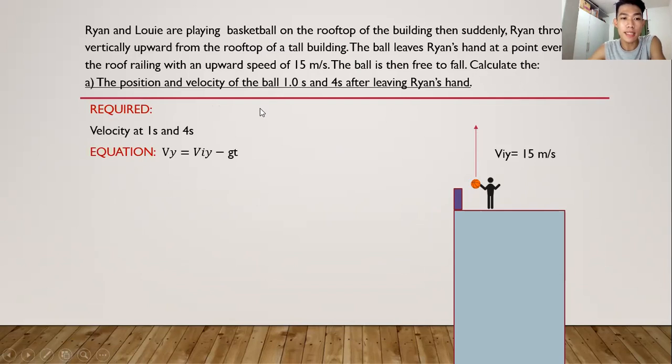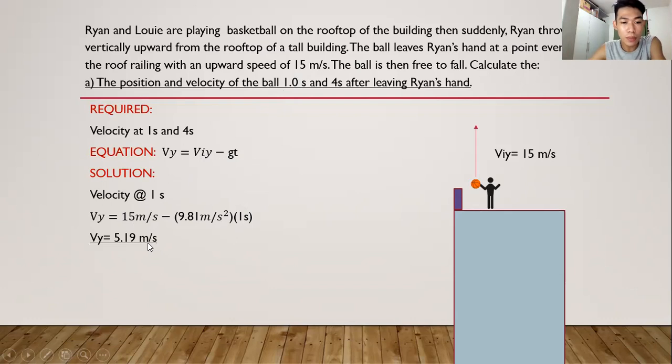Let's solve for the velocity at 1 second and 4 seconds. With the given data, we're going to use the equation V final equals V initial minus gravity multiplied by time. And for our solution, the velocity at 1 second: Vy equals 15 meters per second, which is our initial velocity, minus 9.81 meters per second squared multiplied by time. The seconds will cancel, and what remains is meters per second. And our final velocity at 1 second is 5.19 meters per second.